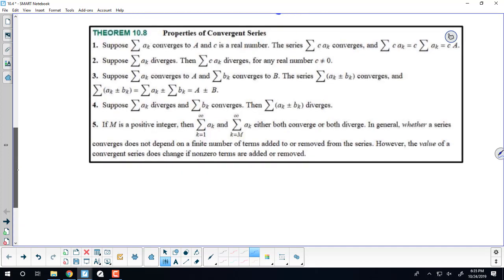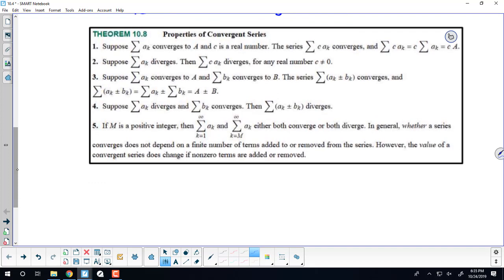Some properties of convergent series. Hopefully, some of these are fairly intuitive. A couple of them we've seen before. Like number one, if we have a convergent series that converges to capital A, and C is any real number, then if we multiply that convergent series by C, it still converges. It would affect what it converges to, but it doesn't affect the fact that it does converge or diverge.